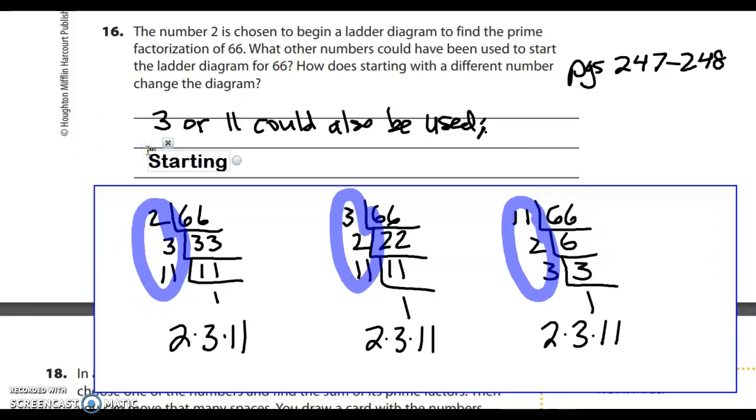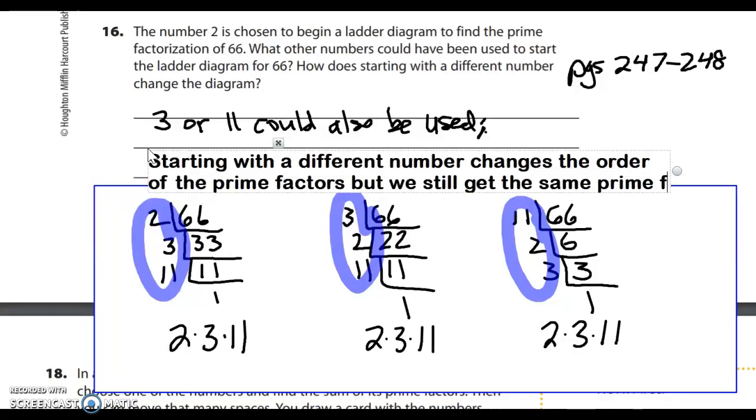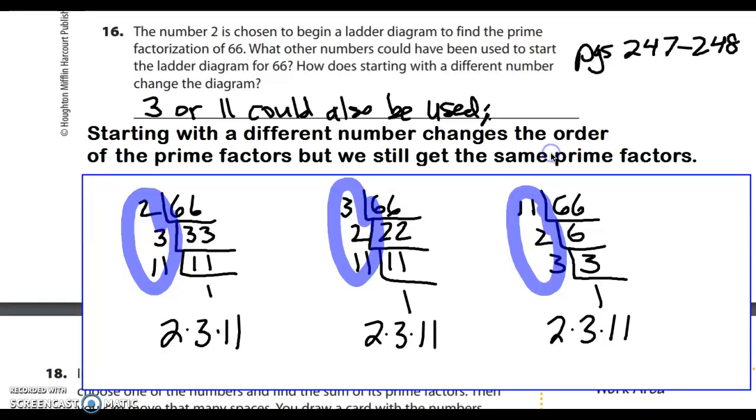Starting with a different number changes the order of the prime factors, but we still get the same prime factors. We still get 2, 3, and 11, it's just a different order, and that's no big deal. Alright, so that answer looks kind of funny because we hand wrote and we typed, but that's okay, it's no big deal. Alright, let's move on.